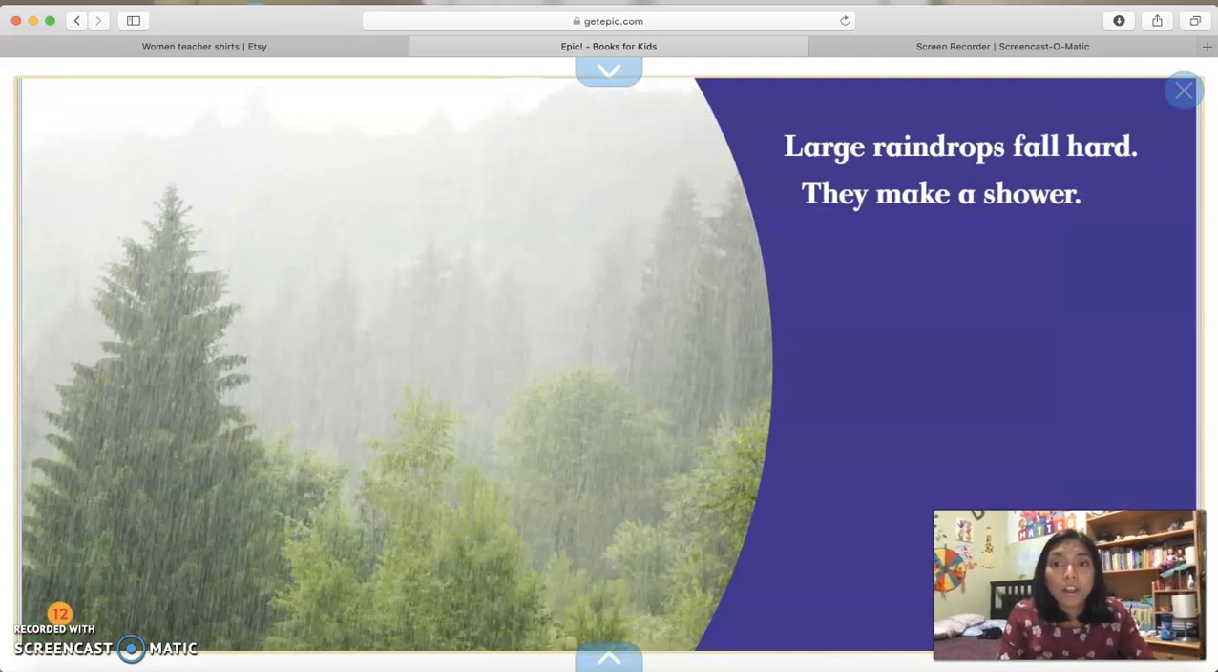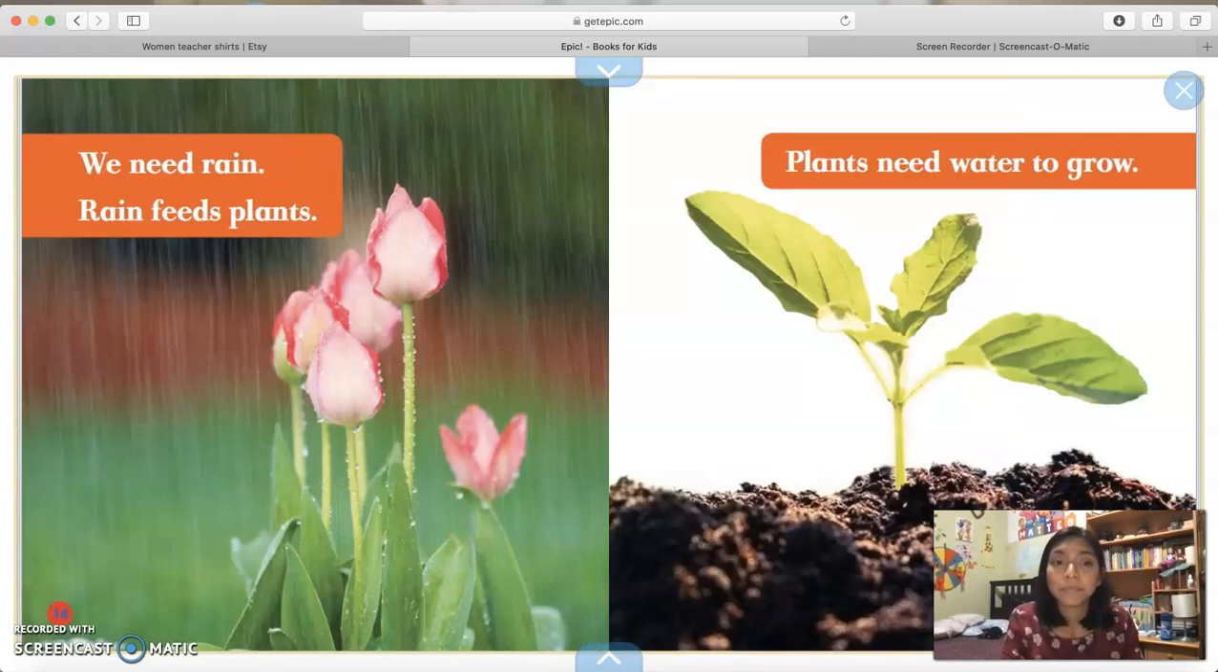Let's see. Large raindrops fall hard, right? And we usually hear that. We can hear the large raindrops. And we call this a shower. So they make a shower because they're falling. They're really large water droplets. They're falling. We hear it. So it is a shower. Sometimes we might say it's pouring outside. It's the same thing. It's just very large raindrops that are falling.